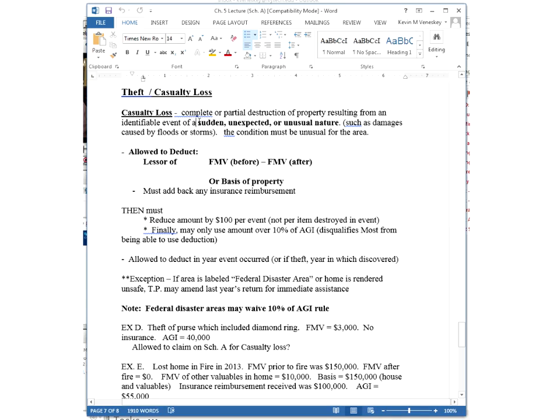A casualty loss has to be, and I have it in nice big bold here, one of these three things, if not all of them. It can't be something that you anticipated or that happens all the time. Sudden, unexpected, or unusual in nature is a casualty loss. If it's not one of those, it doesn't count. And it has to be unusual for that area. So you could get into a real battle, possibly with the IRS, if you had hurricane damage down on the Gulf Coast, because is it unusual for that area?